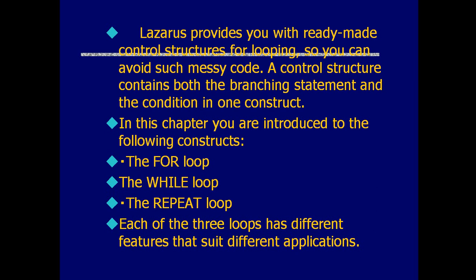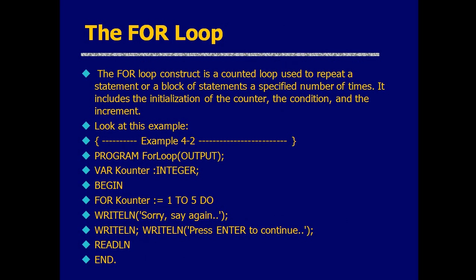The control structure contains both the branching statement and the condition in one construct. In this chapter, you are introduced to the following constructs: the for loop, the while loop, the repeat loop. Each of the three loops has different features that suit different applications.